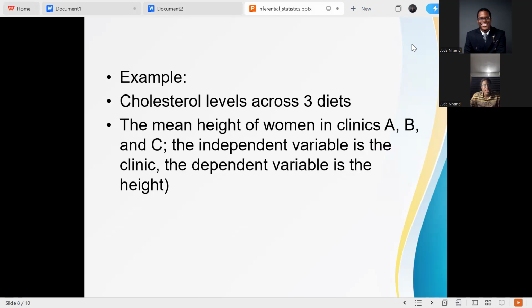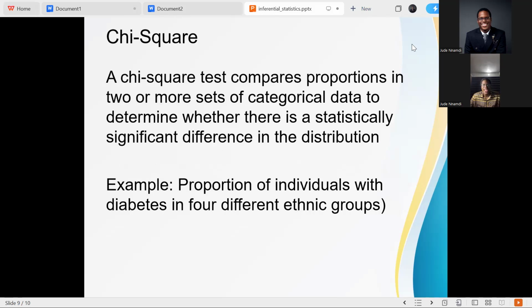Lastly, I'm going to talk about the chi-square. The chi-square measures categorical variables. This is the difference now. The chi-square does not measure numerical variables. The chi-square measures categorical variables between 2 or more groups. You want to know if there's a statistical difference between these variables. And I want you to understand that categorical variables do not have a mean.